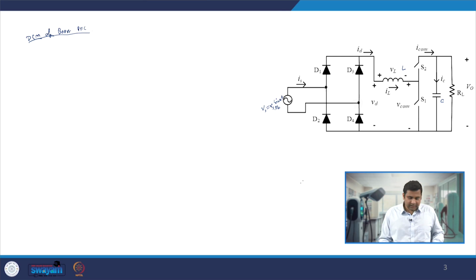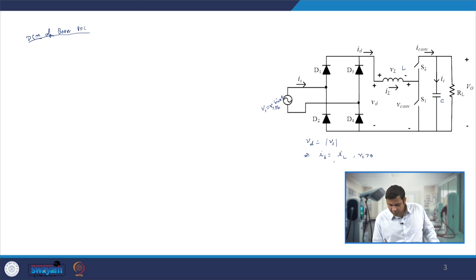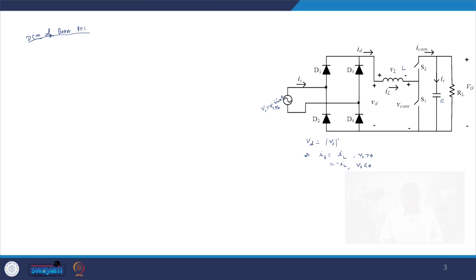Now, in discontinuous conduction mode, in this particular circuit our Vd is nothing but modulus of Vs, and the current Is drawn from the grid is equal to IL when Vs is greater than 0, and equal to minus IL when Vs is less than 0. So in other words, if we know the IL value, we can say what kind of input current to expect to be drawn from the source. Now, let us see what discontinuous conduction looks like.